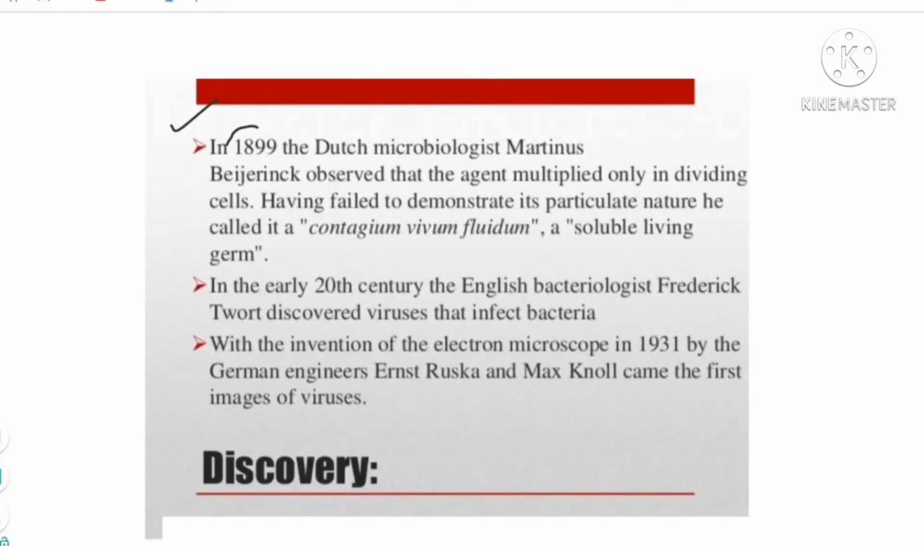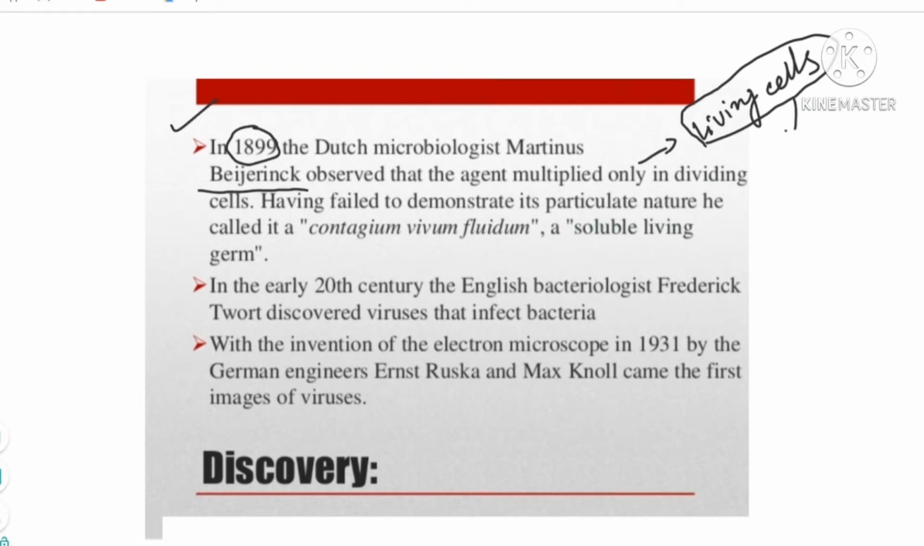In 1899 there was a great scientist whose name was Beijerinck. What did he do? He discovered that these viruses can multiply only in living cells. But he failed to demonstrate their particulate nature. Then he gave this living virus the name contagium vivum fluidum, meaning soluble living germs. In the early 20th century there was another English bacteriologist whose name was Twort.